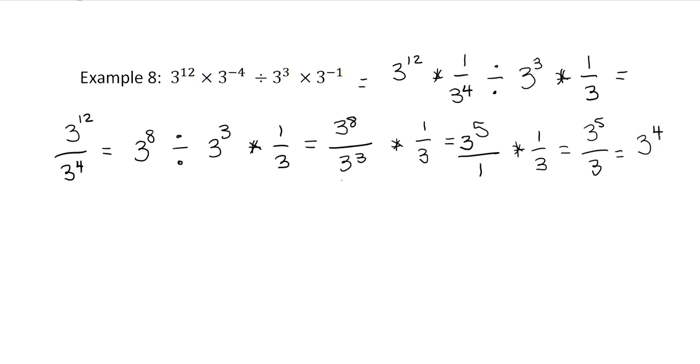Okay, so I can also say it this way. I have 3 to the 12th, and when I'm multiplying with a negative exponent, I'm going to subtract that exponent. If I wind up dividing by a positive exponent, it's also a subtraction. And again, here I'm multiplying and I have a negative exponent, so I'm going to subtract that. That's going to give me 12 minus 4 is 8. Minus 3 is 5. Minus 1 is 4. So I've got 3 to the 4th.